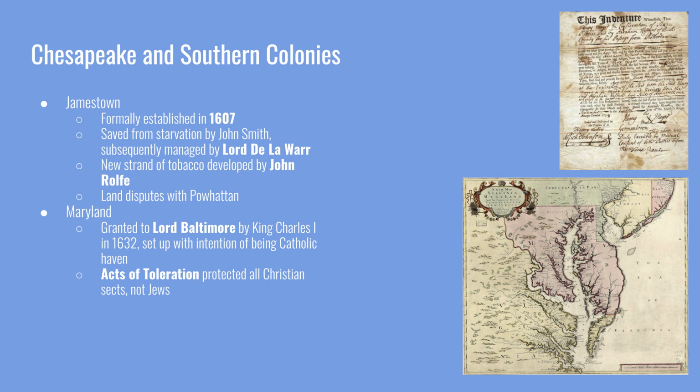John Rolfe was a Jamestown colonist who developed a new strand of tobacco that made it easier to grow in Virginia. Therefore, it becomes more profitable. As tobacco becomes a lucrative crop, the colonists in Jamestown want to expand further. Expand into more land to plant, and that's where they get into conflicts with the Powhatan once again. That's the Native American tribe that's near Virginia.